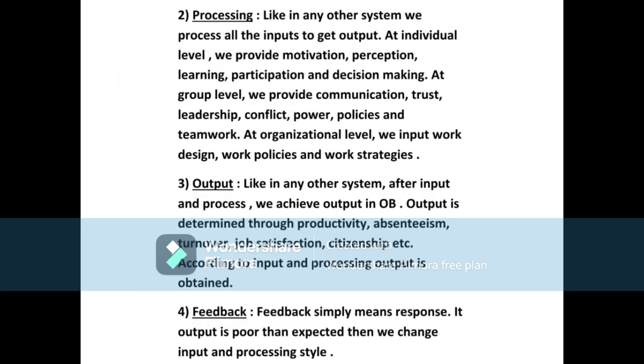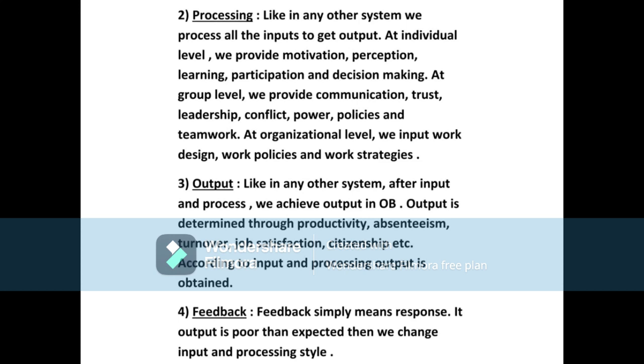Next, processing. Here also we will see the three levels. As we see in inputs, the inputs are the values, the perception, the learning, all related to the individual level. In order to process them, the values, attitudes, and learning, we have to process all these aspects. How? By providing motivation to the individuals, by providing motivation, learning, perception, participation, and decision making. By this processing, those inputs will be processed, and then only can output be seen, production and productivity can be seen.